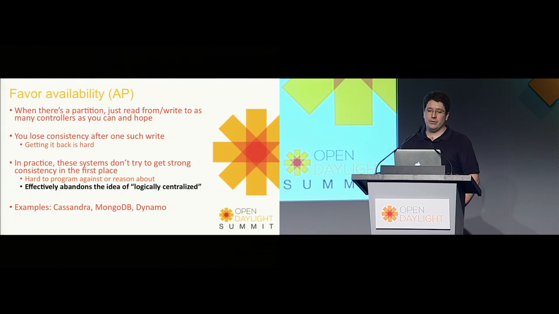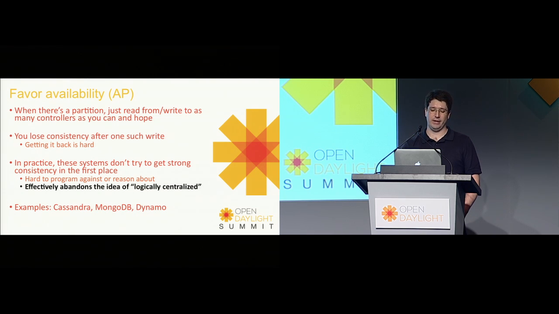So the first thing people do is they favor availability. This is the AP decision. This is basically when there was a partition, or in practice all of the time, you just read or write from as many controllers as you can and hope. Or in practice, you read and write from some fixed number and hope. And this is in practice how systems like Cassandra, MongoDB, and Dynamo work.